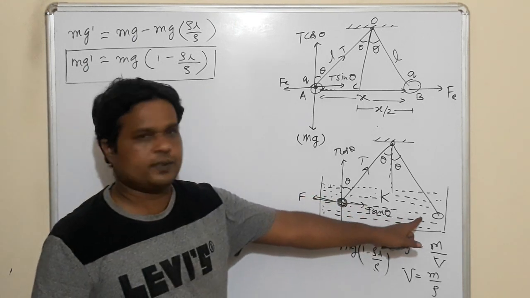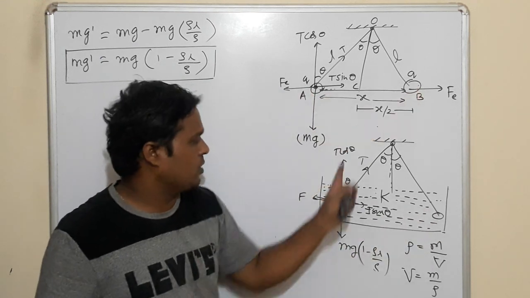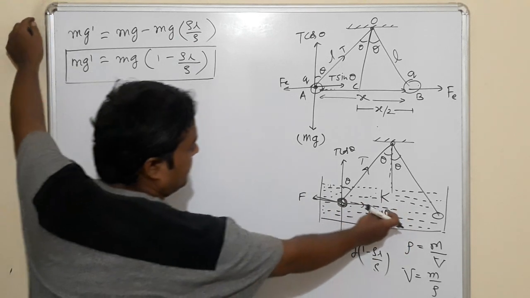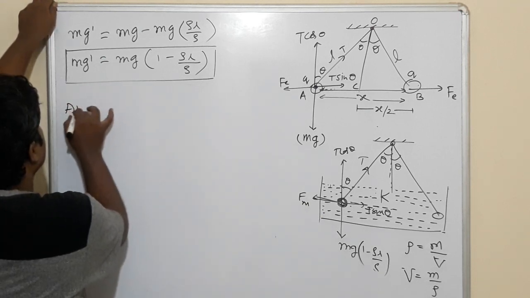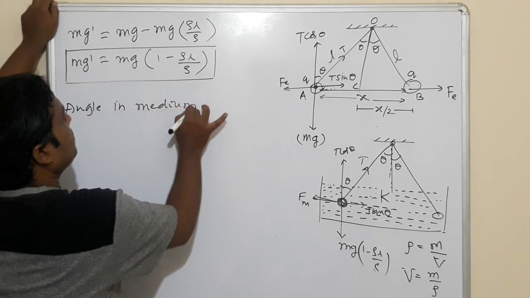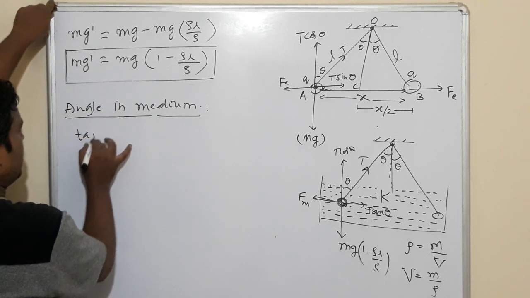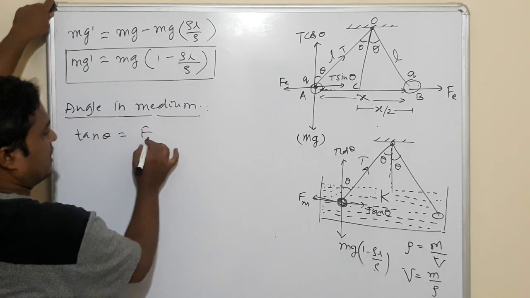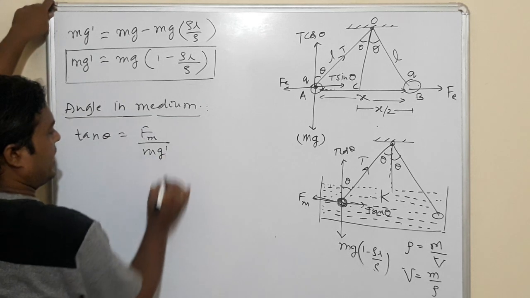Now the force will change. The force between these two will not be the same as in this situation, because now a medium is there between them. Force is changed. Then T sin theta is equal to the force in the medium. How will you calculate the angle in the medium? See, tan theta is equal to F by mg. Here I will write F medium divided by mg dash instead of mg.